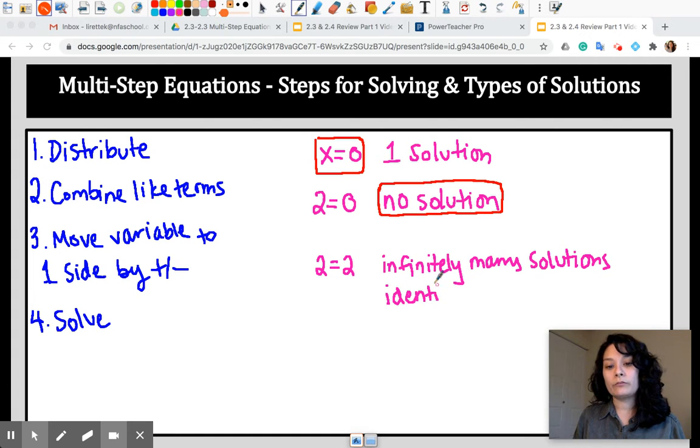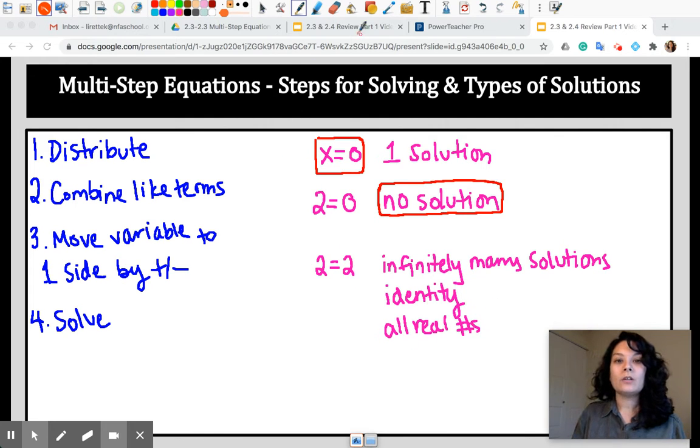Some textbooks might refer to this as an identity because they look identical on both sides. And some textbooks might actually say all real numbers, okay? So long as you're writing one of these things when you get something like this, one of these things would be an acceptable way to write your answer. But the key thing is, if you're getting a no solution, the phrase no solution has to be your final answer. If you don't write that, you're not completely done. If you get something like this and you get a number equals itself, one of these phrases has to be your final answer. If you don't write one of those phrases, you're not completely done.